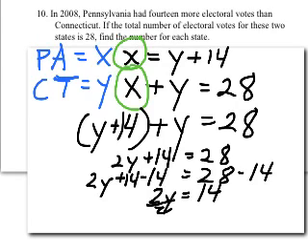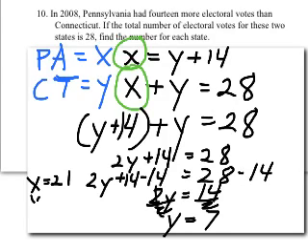Divide both sides by 2. We get y equals 14 divided by 2 is 7. So y equals 7. But of course we have to find out what x equals too. So if we stick 7 into our first equation up there, x equals y plus 14, or 7 plus 14 is 21. So our x equals 21 and our y equals 7. Or, in other words, x, which is Pennsylvania, equals 21, Connecticut equals 7.